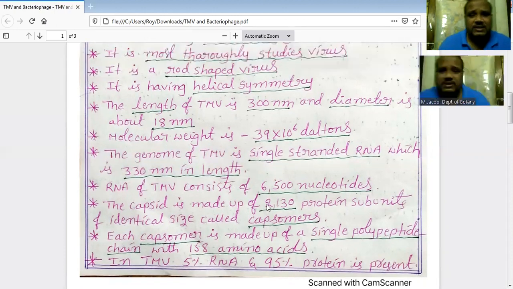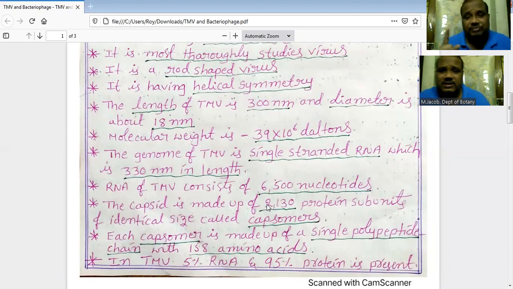So here, important points are: it is a rod-shaped virus. It is having helical symmetry. Length is 300 nanometers. Diameter is 18 nanometers. Molecular weight is 39 into 10 to the power of 6 Daltons. Genetic material is single-stranded RNA.